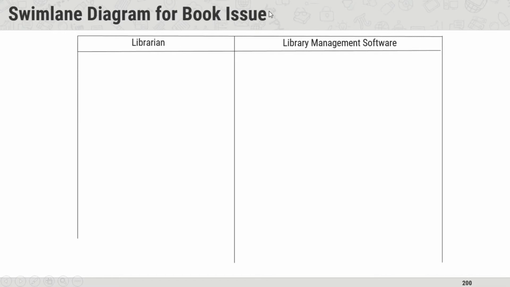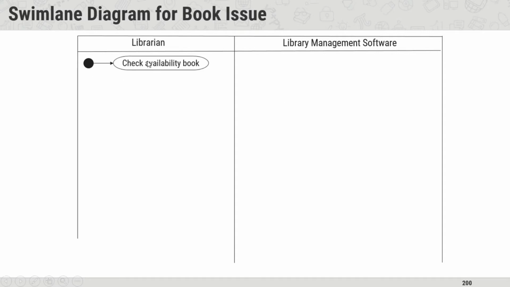So again, for the book issue, there could be only two things we will need, that is, we will need only the librarian and the library management system. We are just dividing this activity diagram. We are just changing the shape of our activity diagram in such a way that we could understand that this thing is done by the librarian and this thing is done by your library management system.